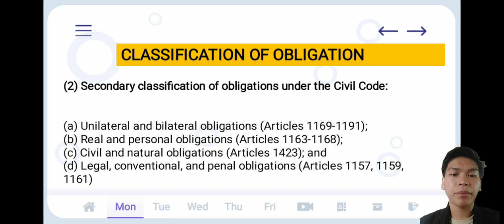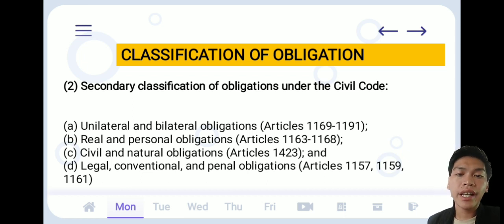Next is real and personal obligation in Article 1163 and 1168. Real obligations are those that involve the delivery of a specific object, while personal obligations are based on the performance of an act by the debtor. Next is the civil and natural obligation in Article 1423. Civil obligations are enforceable by law and arise from agreements or contracts, while natural obligations are moral or ethical obligations that do not have legal enforcement but may have moral implications.